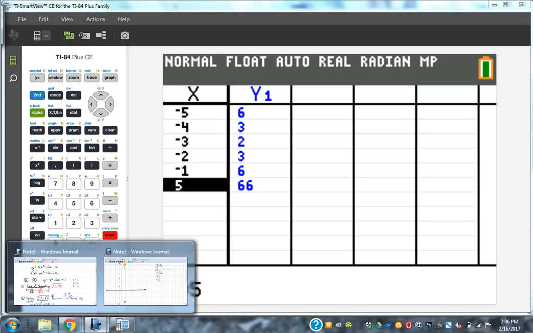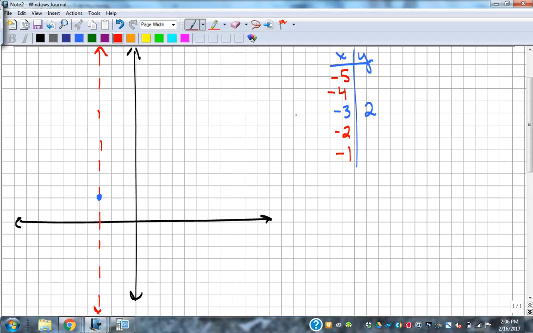Okay. So I'm going to plot those points on my grid. So let me get those numbers. 6, 3, 2, 3, 6. I'm just filling in my table. I'm going to plot these ordered pairs on the graph: -2, 3, -1, 6, and then -4, 3, -5, 6. All right. That really creates the parabola shape. It's not a V. It's more rounded like that. So I'm just drawing that.